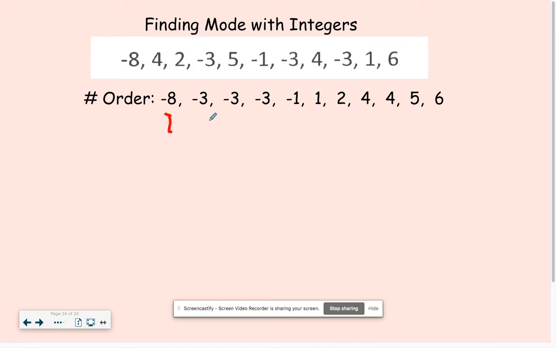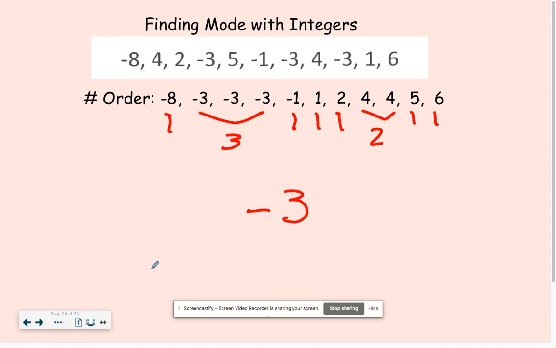-8 shows up once. -3 shows up 3 times. -1 shows up once, and 1 shows up once. Notice 1 and -1 are different because one's positive and one's negative. 2 shows up once, 4 shows up twice, 5 shows up once, and 6 shows up once. So the number that appears the most often is -3. So -3 will be our mode.